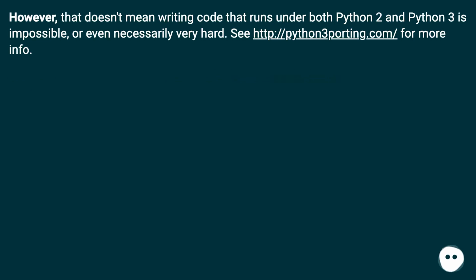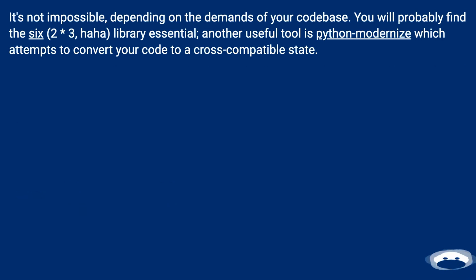However, that doesn't mean writing code that runs under both Python 2 and Python 3 is impossible, or even necessarily very hard. See this URL for more info. It's not impossible, depending on the demands of your code base. You will probably find the six library essential. Another useful tool is Python Modernize, which attempts to convert your code to a cross-compatible state.